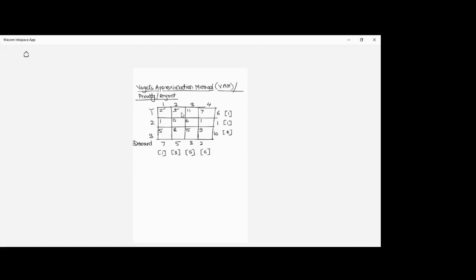Now amongst these penalties, the highest penalty is to be considered. So for rows we have 1, 1, 3 and for columns we have 1, 3, 5, 6. So amongst all these penalty values, the highest penalty value is 6, and it is for column number 4, right? So we'll be doing the allocation in column number 4 only.